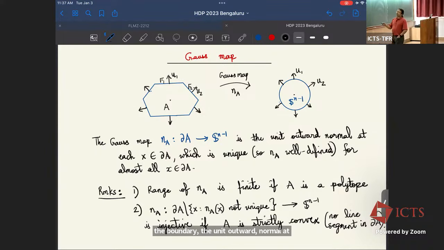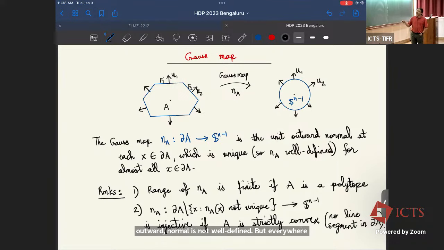Of course, the issue is that the unit outward normal may not be unique. At these corners there's not a unique unit outward normal. So strictly speaking, this Na is not defined on all of the boundary of A. In the case of polytopes, there's a finite set of vertices you remove, which is a set of Lebesgue measure zero. It's even a set of n minus one dimensional Hausdorff measure zero. So basically you have a negligible set of points where the unit outward normal is not well defined, but everywhere else this Gauss map is defined.